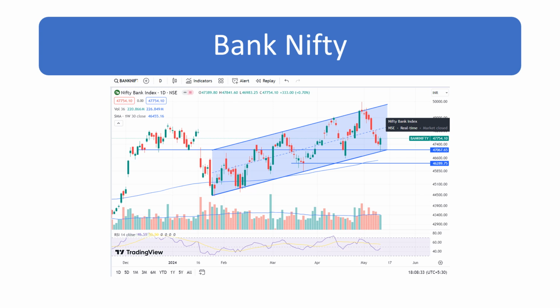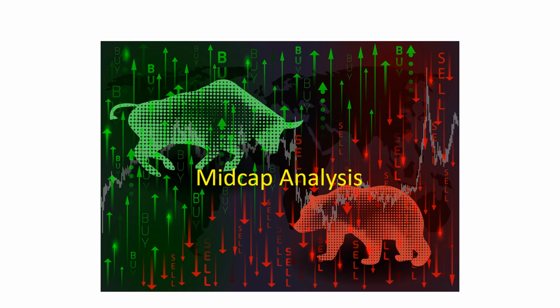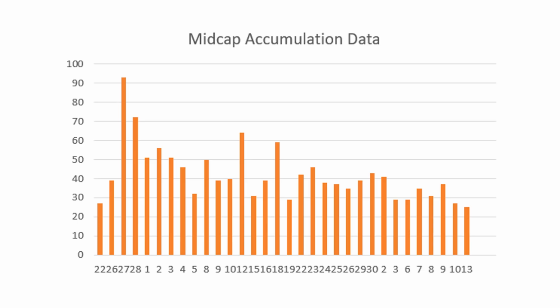Maybe the FNO data, if it is hinting at some kind of an up move, then we can be sure that there is going to be a decent bounce coming in. Now, coming to the mid-cap analysis. The accumulation is around the same level. Although I thought from the initial data that the accumulation should have improved, I was wrong there. So the data is a little on the lower side compared to Friday.